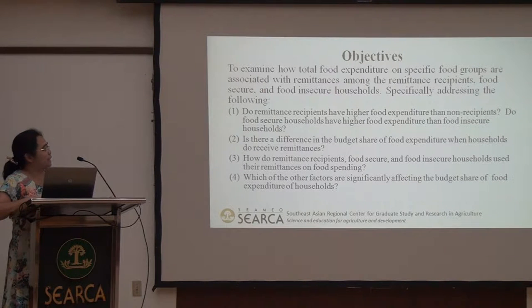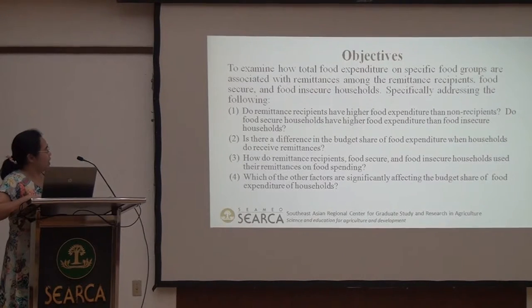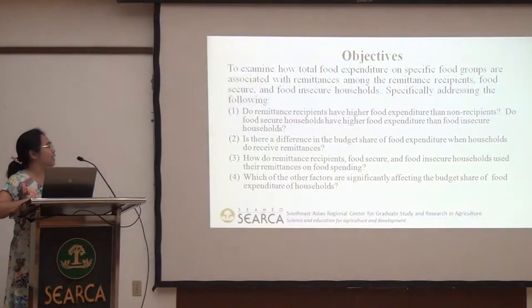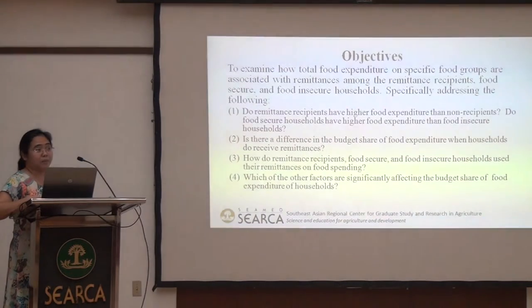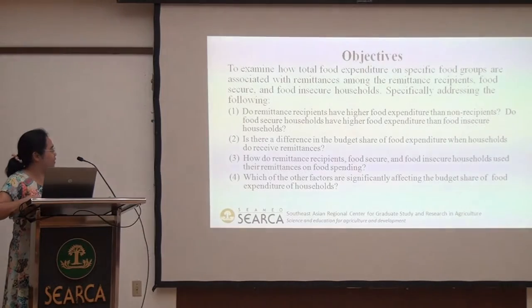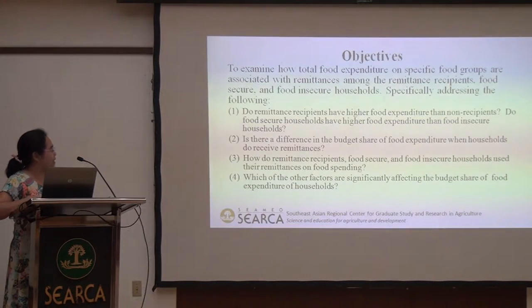So specifically addressing the following questions. The first one is, do remittance recipients have higher food expenditure than non-recipients? And of course, do food secure households have higher food expenditure than food insecure households? And that one is more of the discriminative part. And then the second, the third, and the fourth are inferential.